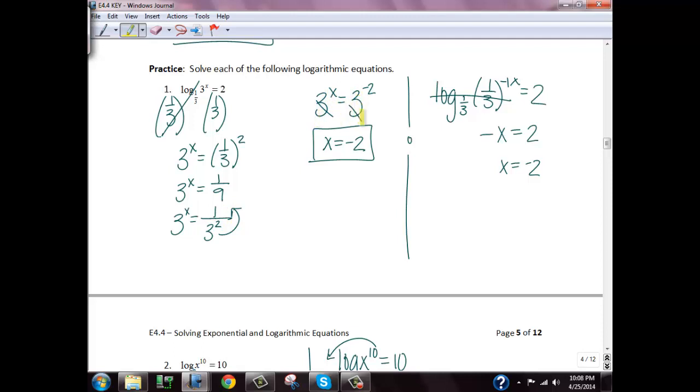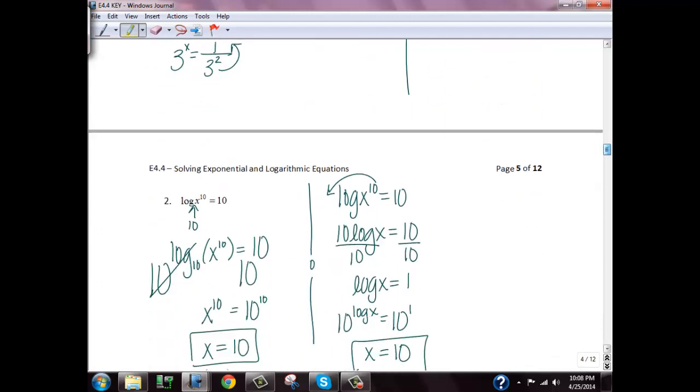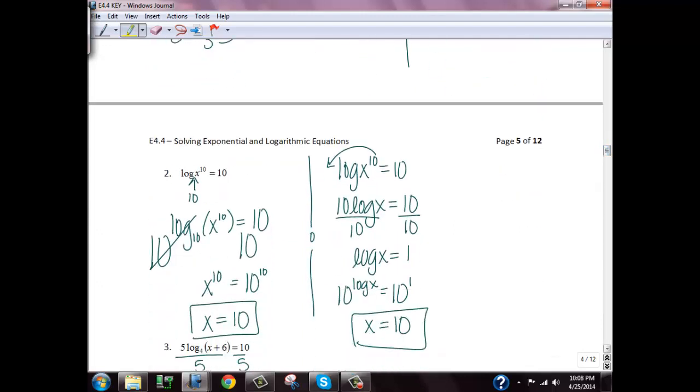And now that they both have base 3, I can cancel those 3's, which leaves me with x equals -2. Okay, so that was the first one. Let's look at the second one. The second one, I have log of x to the 10th.